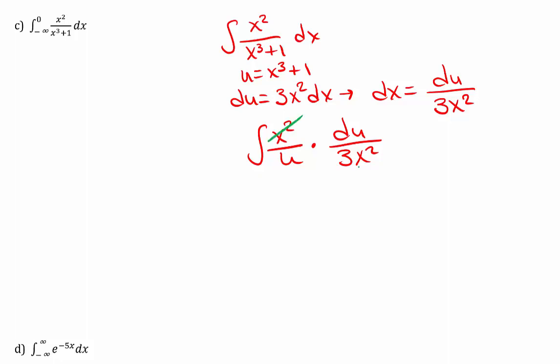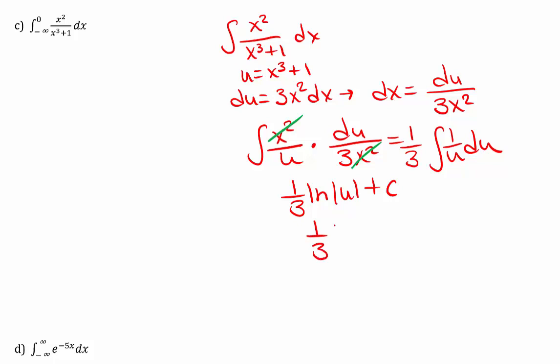The x squareds cancel out, that's a good thing. I can pull the constant of 1/3 out front, and I'm left with a 1 over u du. So that becomes 1/3 natural log of u, or we could write that as 1/3 natural log of x to the third plus 1.